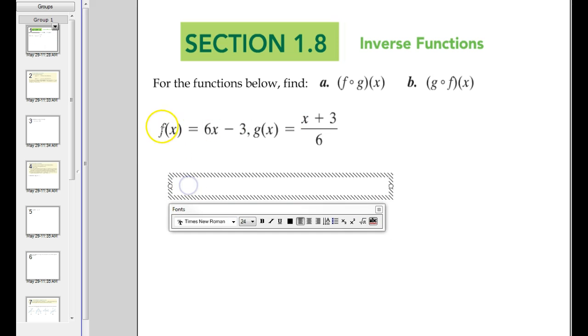All right, ask yourself this also. What does f do to an input x? Well, it takes the input x and it multiplies it by 6. Okay, that's the first thing it does. It multiplies by 6, and then it subtracts 3.